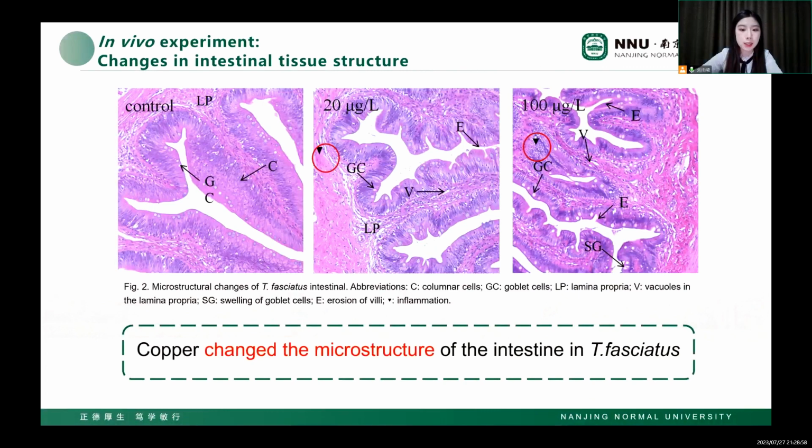Next, let's look at the change in the intestinal tissue structure. From the picture, we can see that after 28 days of treatment, the intestine of the T. fasciatus in the control group showed normal structure. However, in the 20 and 100 micrograms per liter copper exposure groups, different degrees of damage were evident in the intestine, including inflammation. The damage increased with increasing copper concentrations.